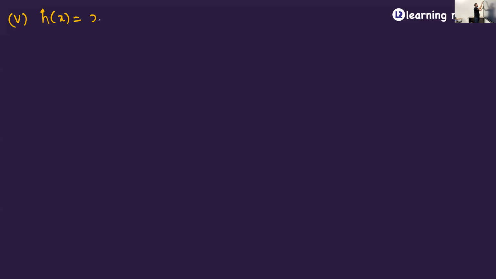H of x is equal to, x belongs to, this is the question, that's it. Okay. So what is h dash of x? 1. So 1 cannot be equal to 0 here. Right. So is this closed interval or open interval? Open interval only. Okay. So h dash of x is equal to 1. So this cannot be equated to 0 and you cannot solve it like that.